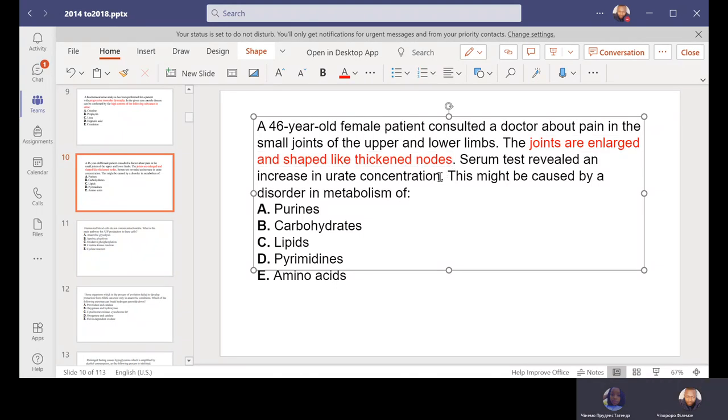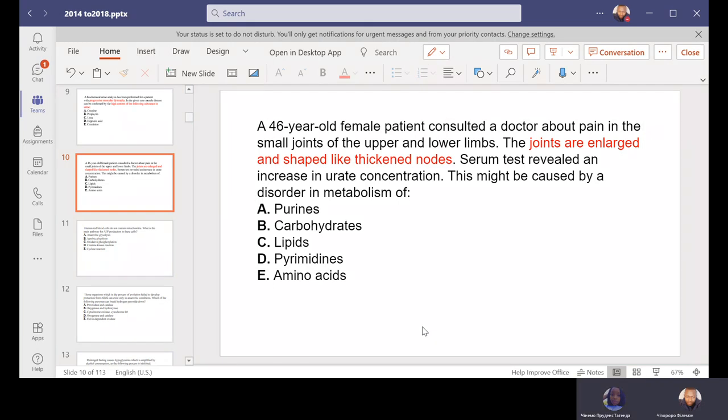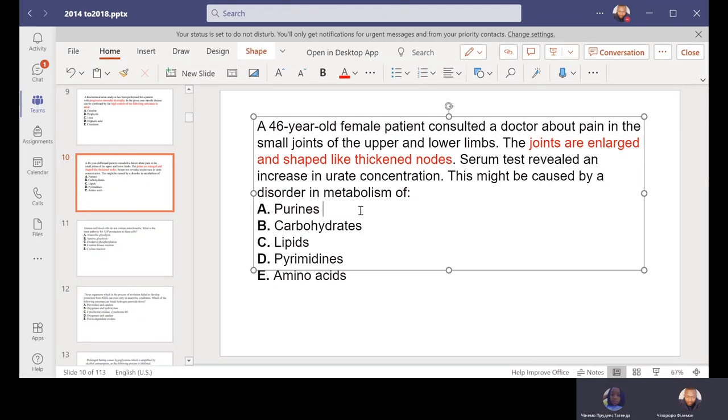Okay, it's gout, right? I just indicated it here at first so that you remember the disease. But the keyword here is increased urate concentration, or uric acid. So in degradation of purine, the end product is uric acid or urate, right? So if it accumulates, then there will be gout, right? The second thing you need to know is the drug usually given to patients with gout. It's called allopurinol.